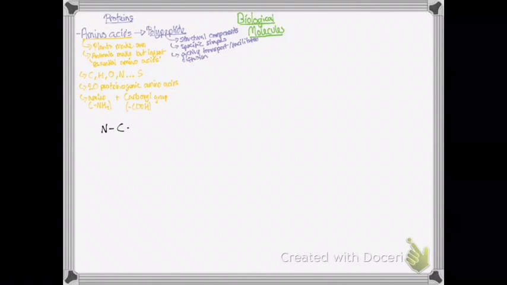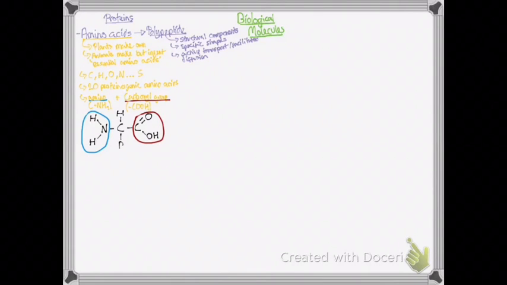So I'm going to draw this on for you. This is an amino acid. On the right hand side we've got a carboxyl group, and on the left hand side we've got an amino group, and we've also got at the bottom an R group. So let's pause there. Our amino group is NH2: on the left, a nitrogen bonded to two hydrogens, and on the right we've got a carboxyl group with a carbon double bonded to an oxygen and a carbon bonded to a hydroxyl group. So it forms a carboxyl group, COOH.